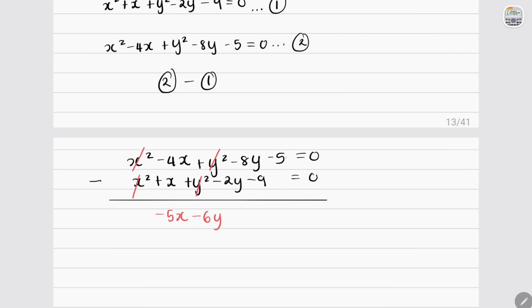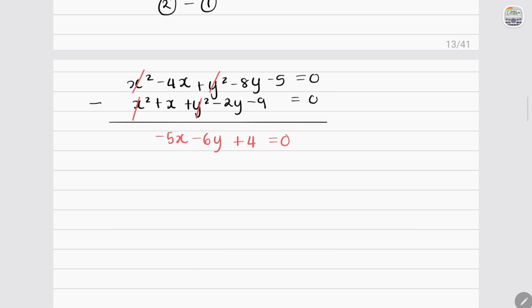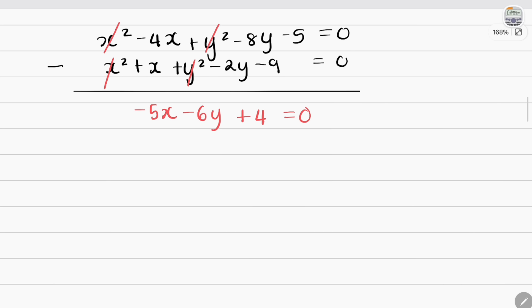And then we have negative 5 minus negative 9, which of course is going to be negative 5 plus 9 because of the minus minus. And so 9 minus 5 is 4. So it's just positive 4. And then 0 minus 0 is 0. Okay, so there. Left-hand side minus left-hand side, right-hand side minus right-hand side. And so this is what we have. This is actually the equation of the line.